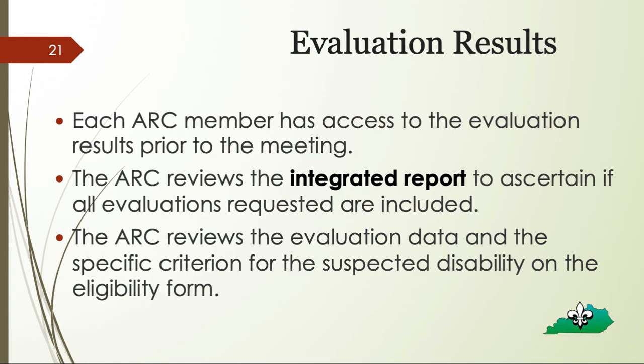Consent for evaluation results. The ARC chairperson must see that all parties have access to a copy of all evaluations. The district should have policies and procedures in place for when the parents are given a copy. The ARC reviews the evaluation to see if all requested evaluations are part of the report or available to the members. The ARC reviews all evaluation data and input from the parents and the specific criterion for the suspected disability.